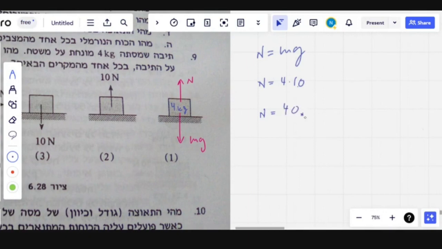How do we know if it's N for normal or N for newtons? We don't. It's confusing, but okay.